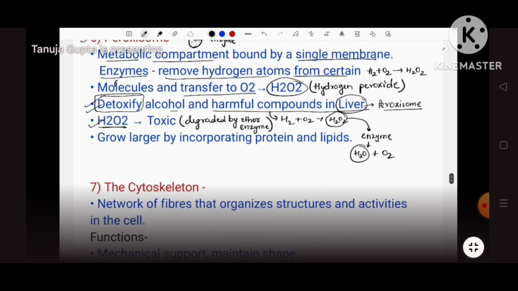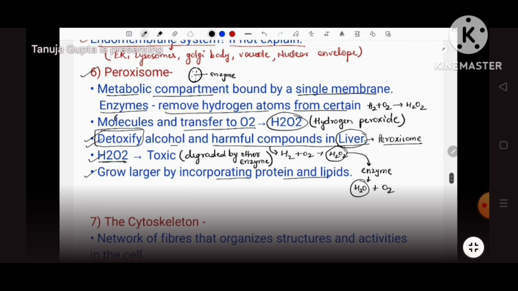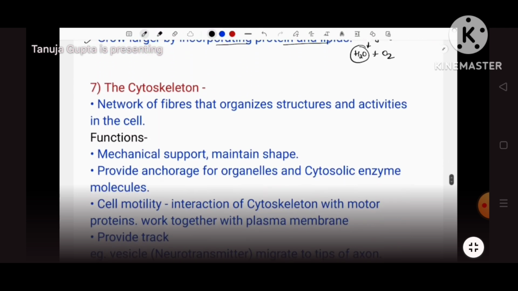Got it? So the next point is what? They grow larger by incorporating protein and lipid. Okay, because they are surrounded by a membrane, and we know very well that membrane composition is protein and lipid. So they take up the protein and lipid, increase in size, and detoxify the molecules continuously. Got it? Let's go further.